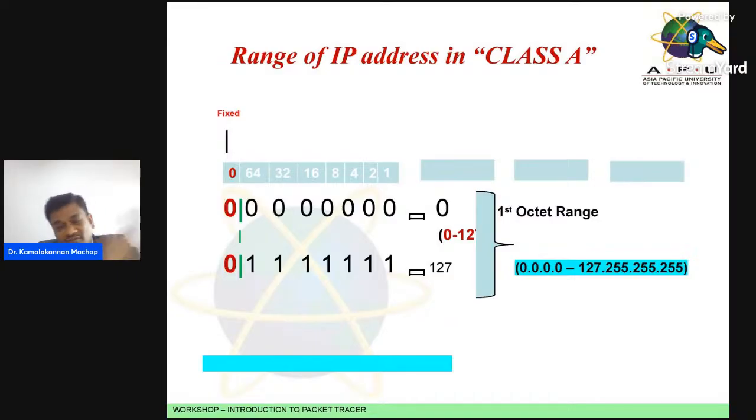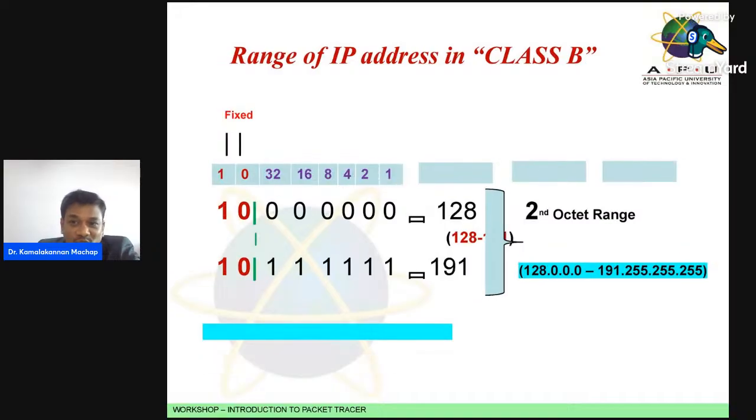127.255.255.255. So the range of IP address for the class A is 0.0.0.0 to 127.255.255.255. All right. So this is the class A. Now let me go to the class B.